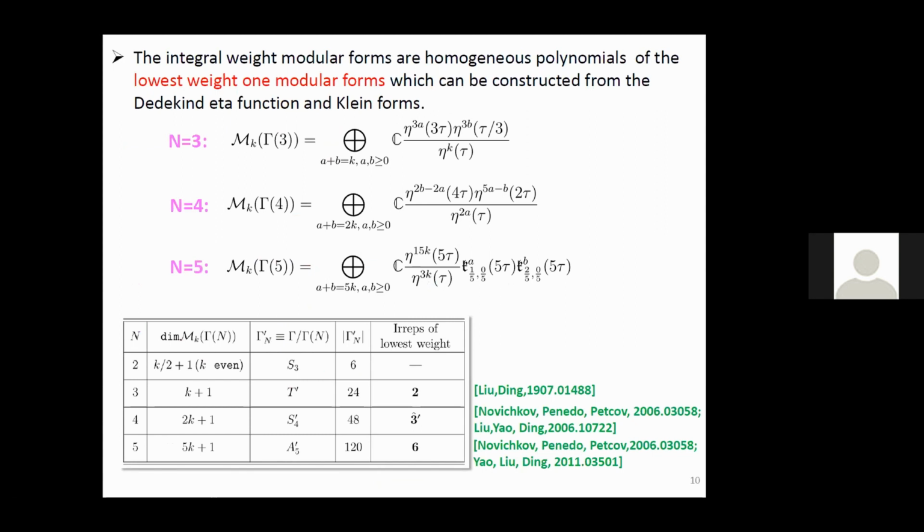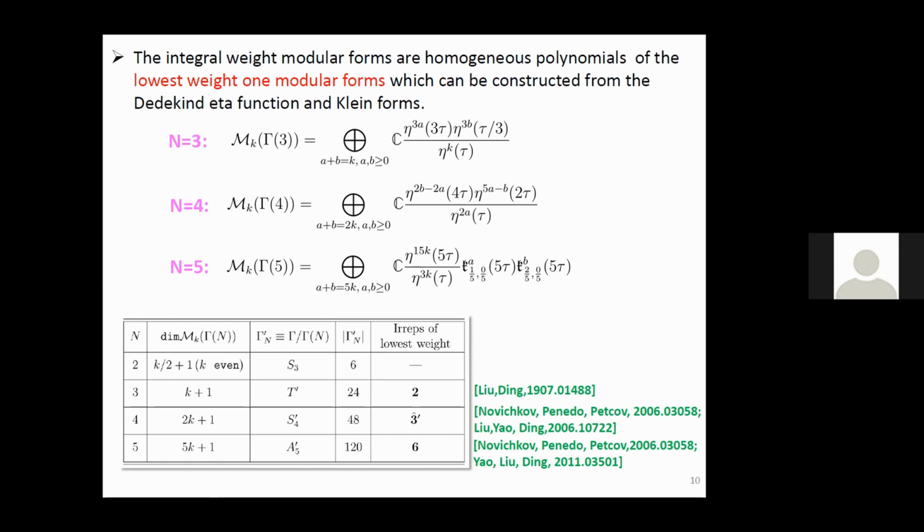And all the integral weight modular forms can be constructed from the Dedekind eta function and Klein forms for n equal to 3, 4, 5, and it looks not so complex, except n equal to 5. It is complex, the Klein form is somewhat very complex. And then the double covering of finite modular groups is not so widely discussed, but it has many interesting properties, at least from top-down string constructions.